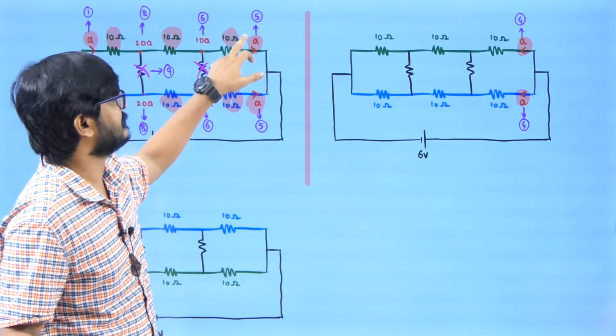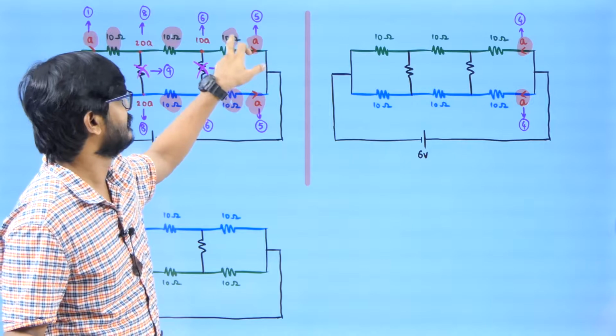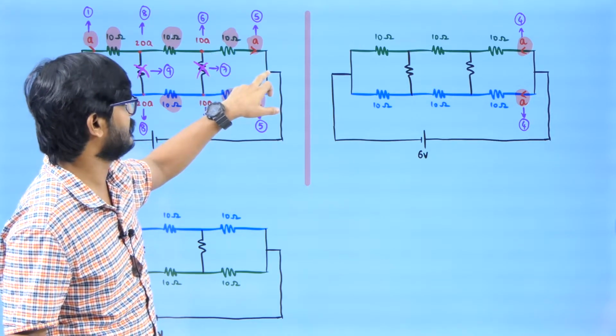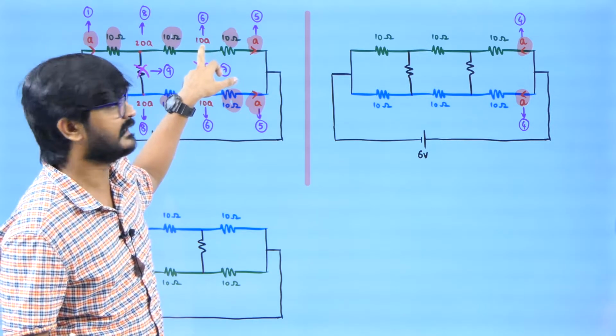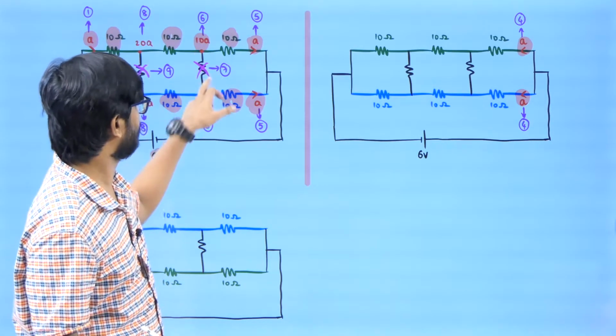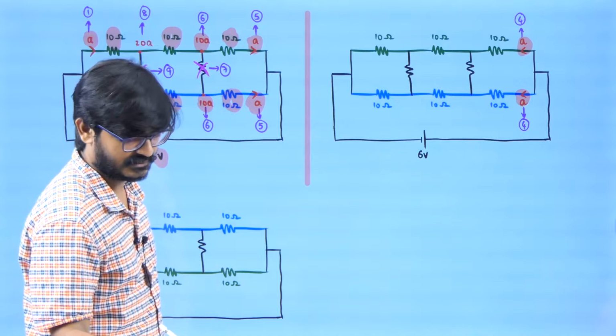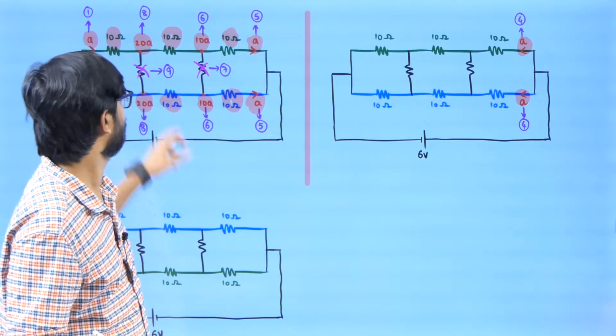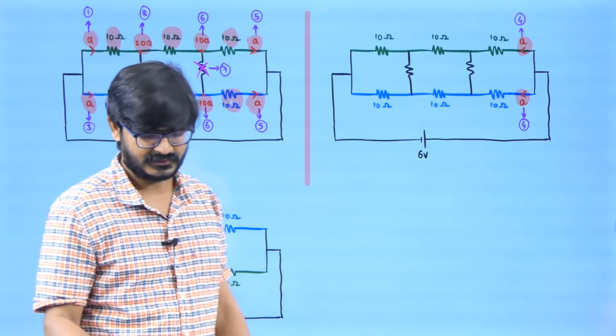Now the resistance is 10 ohm and current is A. So if this potential is 0, then this potential is going to be 10A. So then this potential is also going to be 10A. So no current will be flowing. Now similarly, I can show this potential will be 20A. This potential will be 20A. No current will be flowing, right?